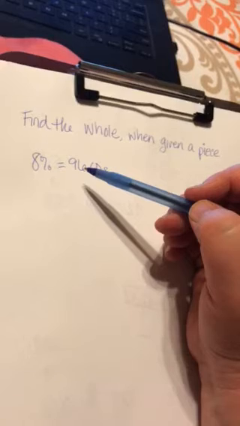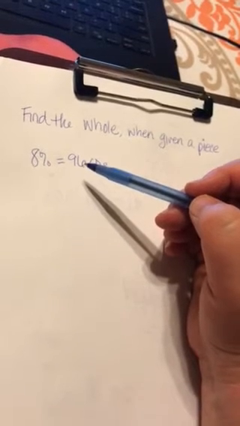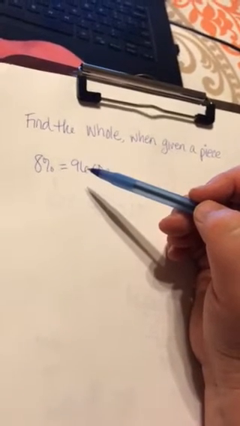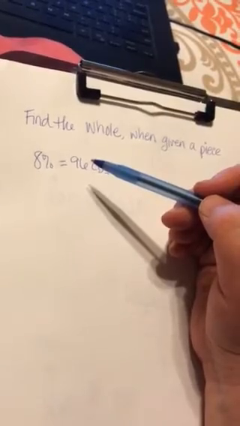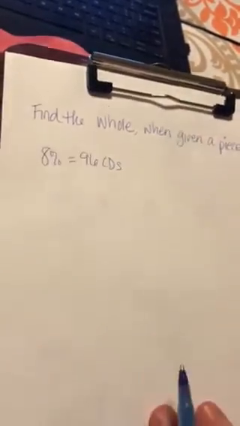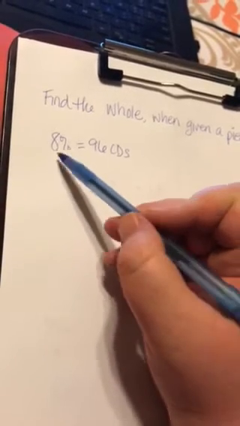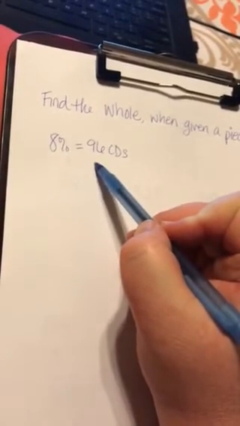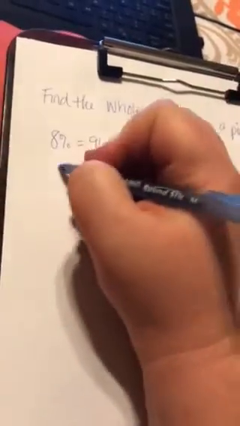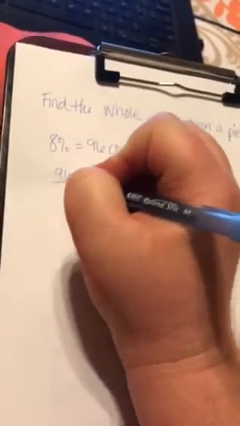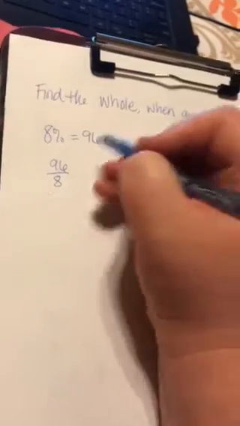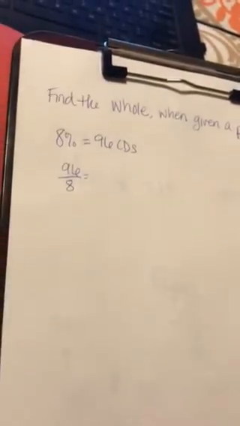Okay, so just to have that as a reference, because we always need to ask ourselves, does this answer make sense? Does this sound reasonable to what we're trying to solve? Okay, so what we now need to do is find out what 1% equals. So if 8% equals 96, well, then 96 divided by 8 is going to tell us what 1% is, right?